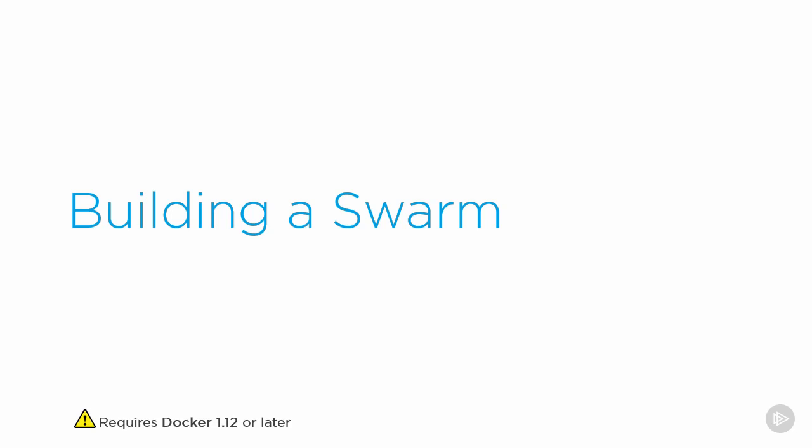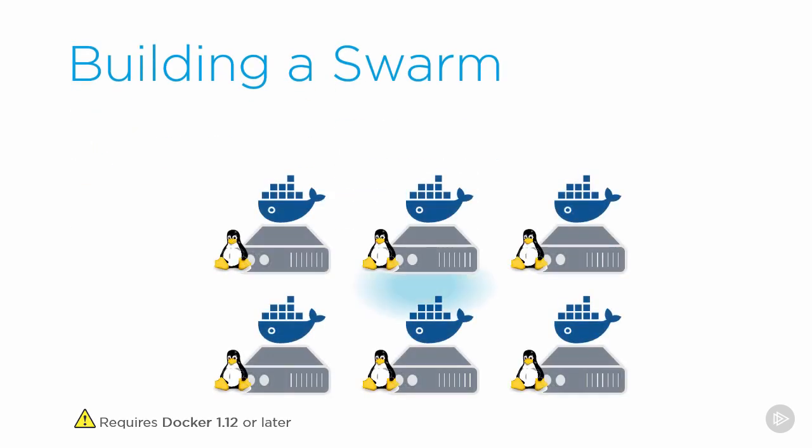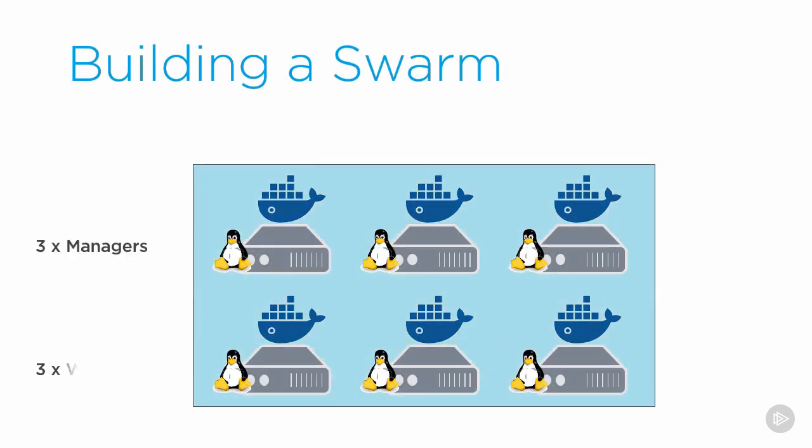Okay, let's finally get our hands dirty and build a swarm. In fact, this swarm here, 3 manager nodes and 3 worker nodes. Now, in my lab here, in case you're following along, I've got 6 AWS instances, all of them running Linux with Docker 1.12 or higher.